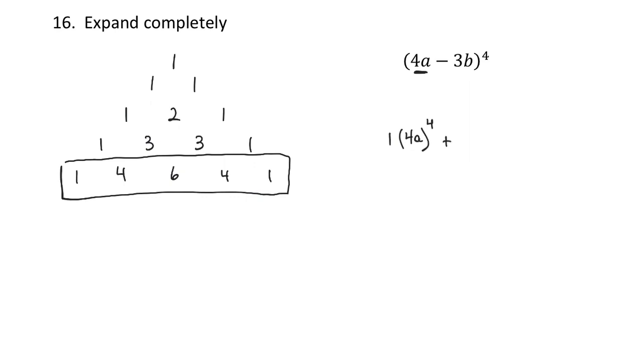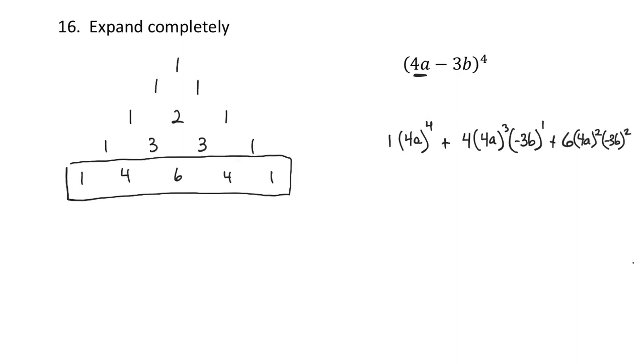Now the next term has this as a coefficient, 4, and then it has our first term 4a raised to the third power, but then it has our next term, negative 3b, raised to the first power. So the first term here, 4a, is raised to the third power. The second term is raised to the first power. 3 plus 1 is 4. The next term has this as a coefficient, 6. And then our first term, 4a, is raised to the second power. And our second term, negative 3b, is raised to the second power.